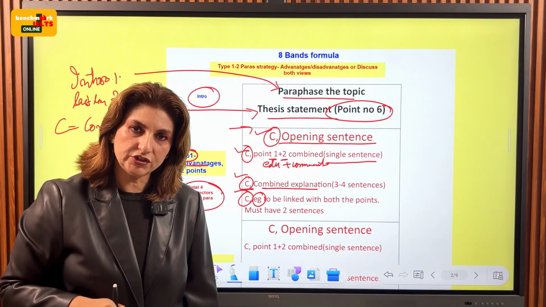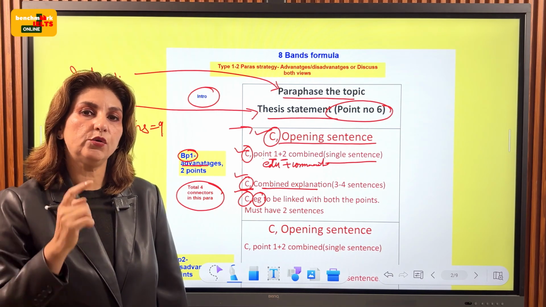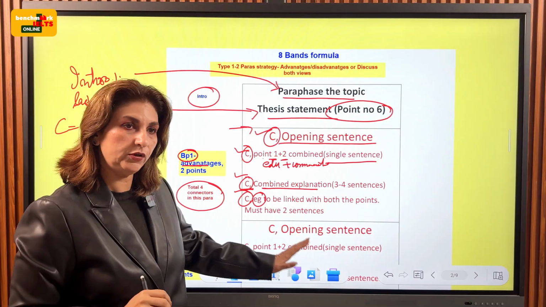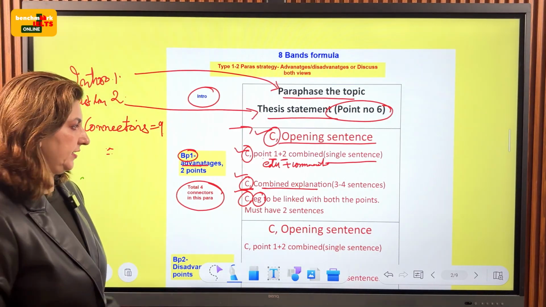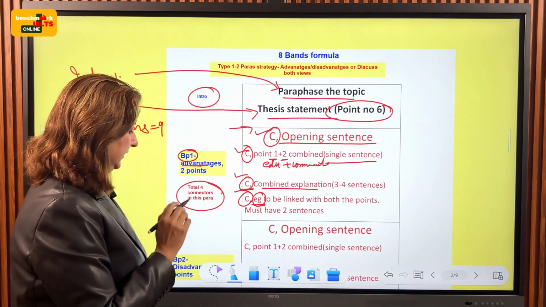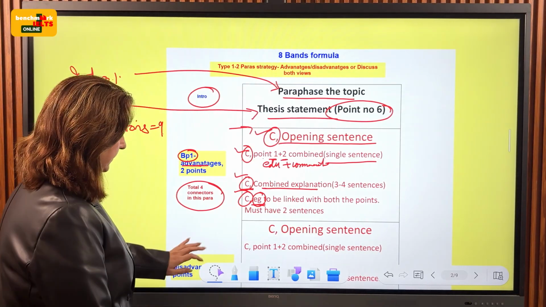If you add additional connectors, you lose bands. If you add fewer connectors, you lose bands. That's why I've specified here, I'm going to send this format to you, that you only use 4 connectors. Now, the example is to be always given at the end of the para. This is how an IELTS essay is formatted.